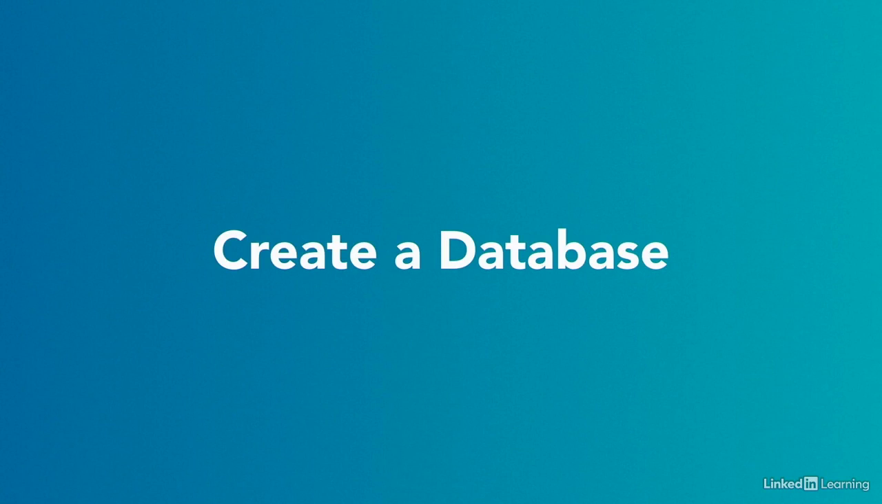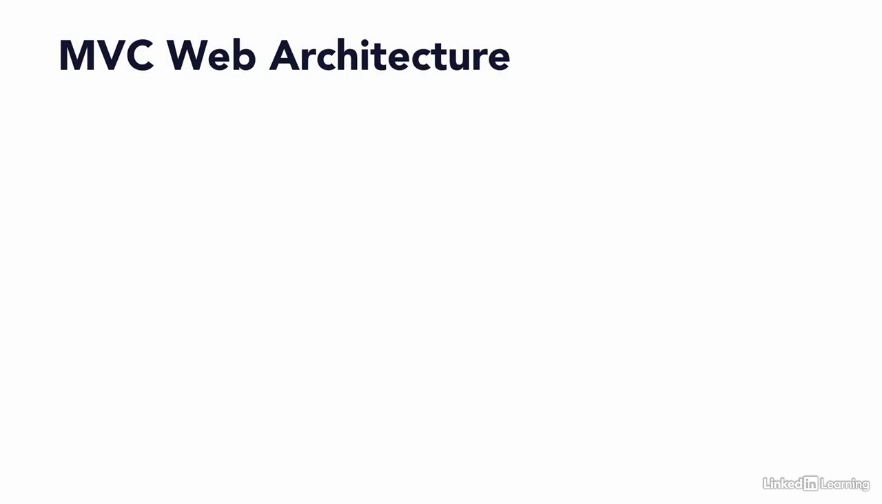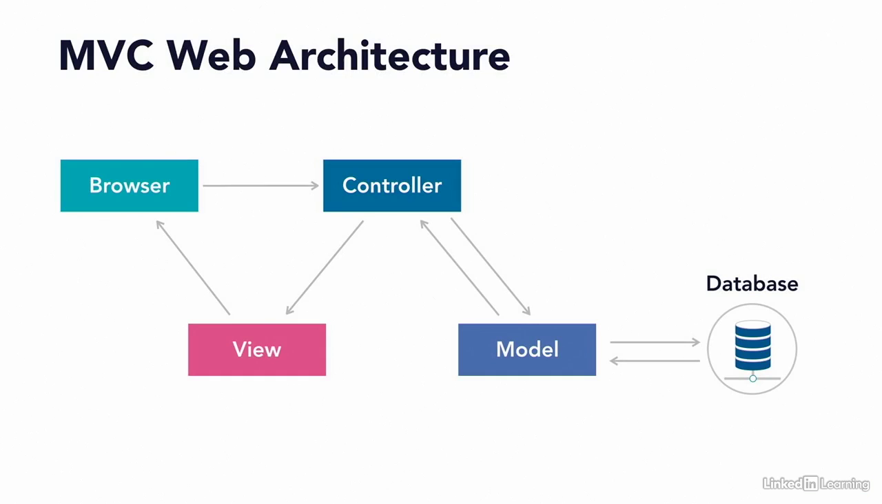In this chapter, we're going to be learning to work with databases and migrations. If you think back to the MVC web architecture diagram, we have that triangle between browser, controller, and view. And that's what we focused on in the last chapter. Now we want to move to the right side of that diagram and work on the model and the database. We're going to start with the databases, and then we'll build models that connect to them.